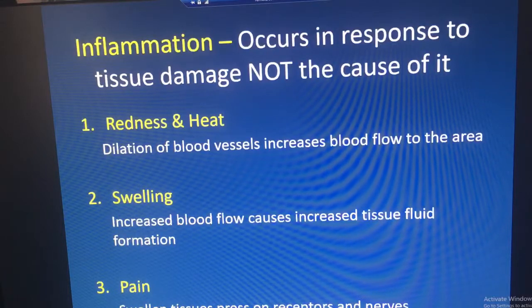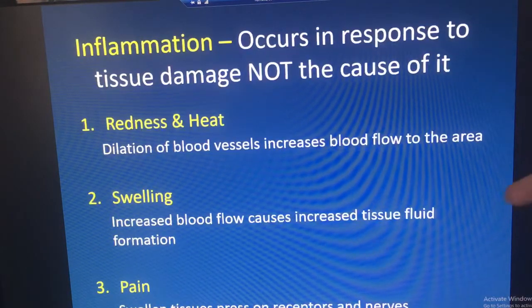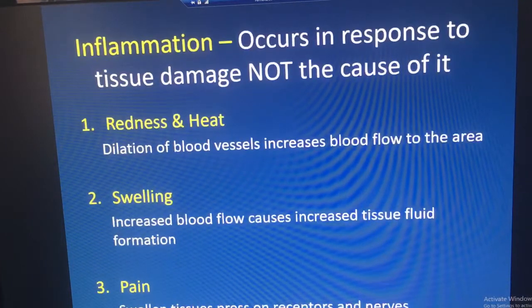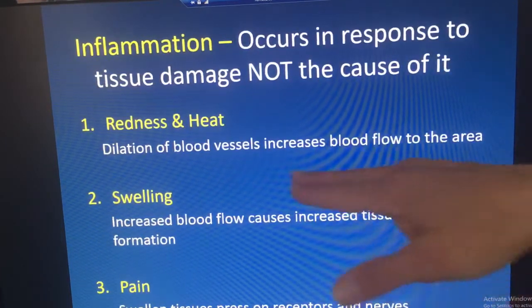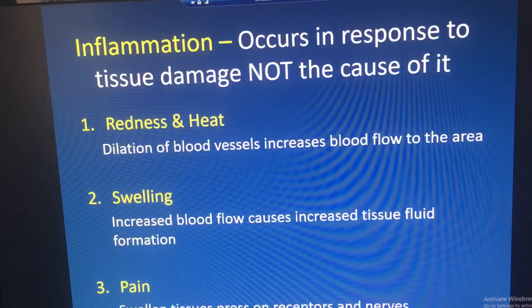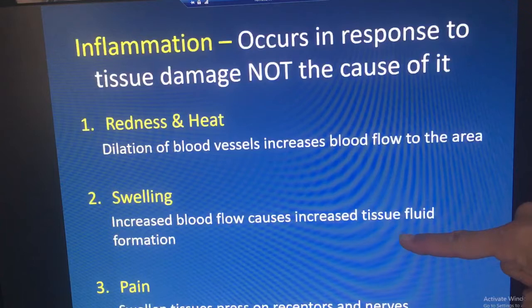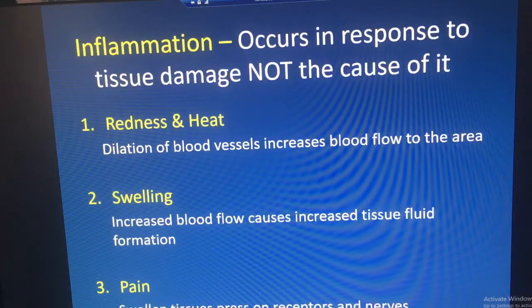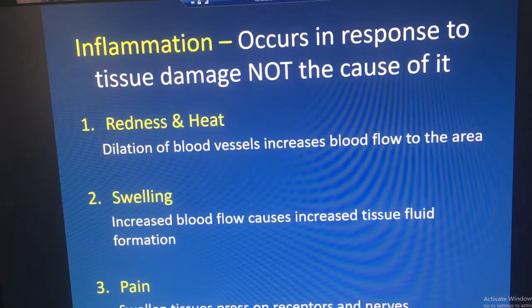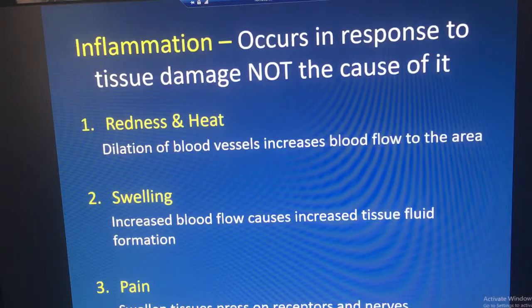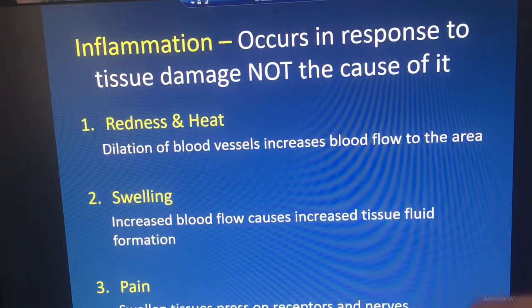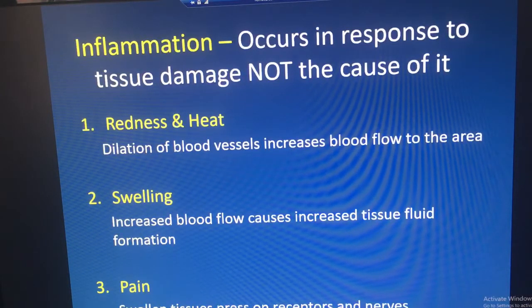So if our pathogen has got past our physical barriers, then the inflammation response would be that area would become red, and that's due to our blood vessels dilating and increasing blood flow to the area, hopefully to be able to bring the white blood cells of the immune system to where the pathogen is. That will then result in the formation of increased tissue fluid. If you've got more blood flow to an area, more tissue fluid will form. That will cause swelling of the area, and the swelling will then result in pain because the swollen tissues will press on pain receptors and nerves that will be found in that area.